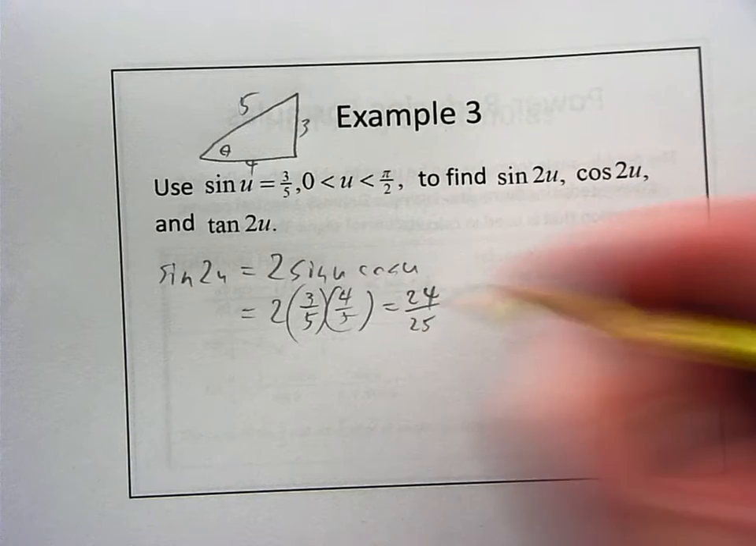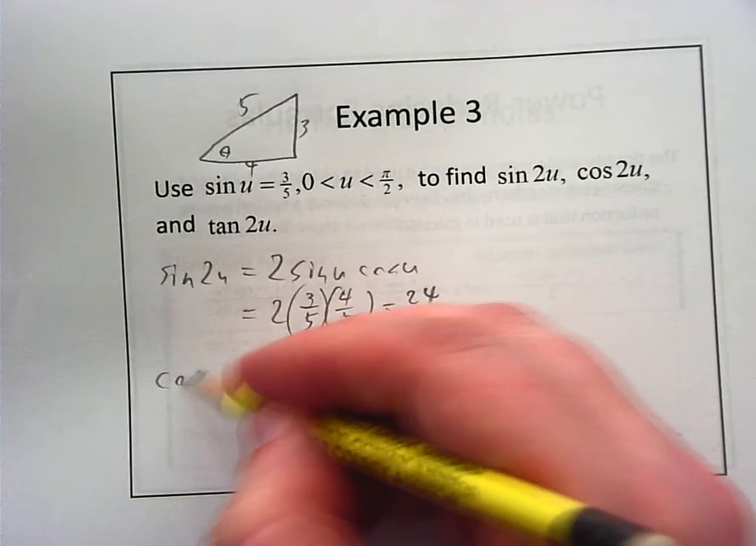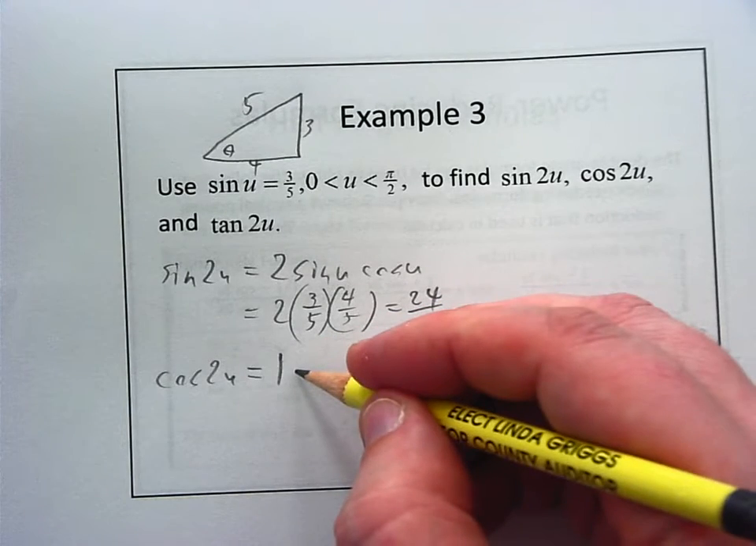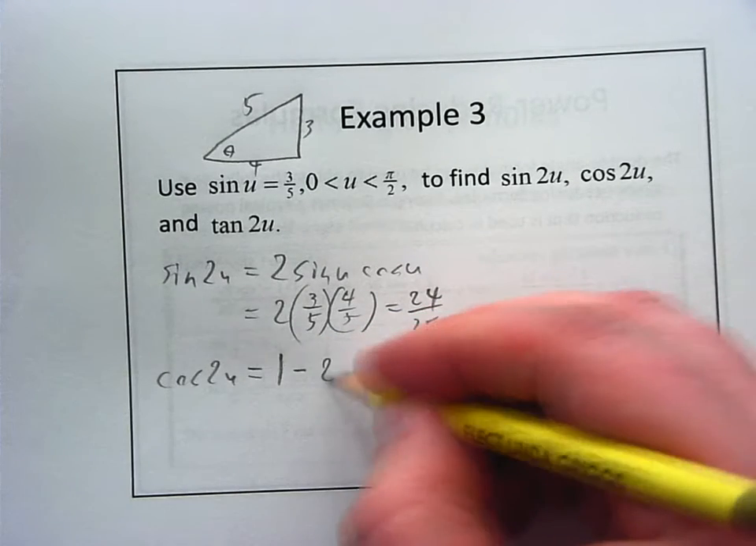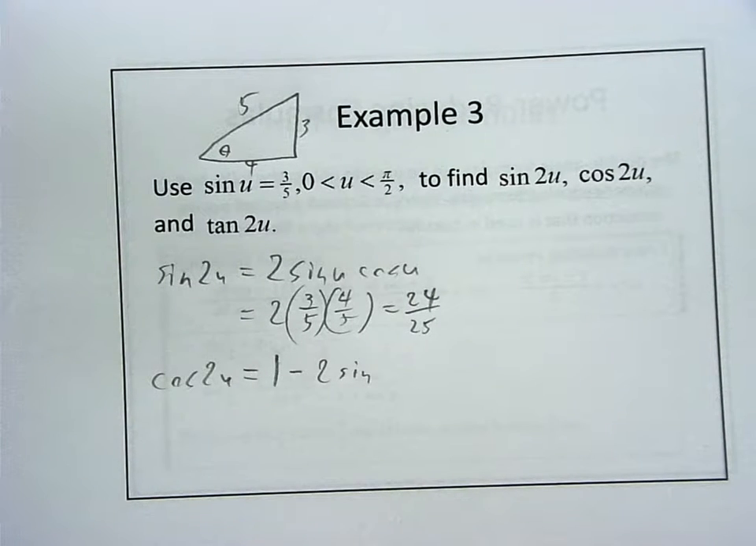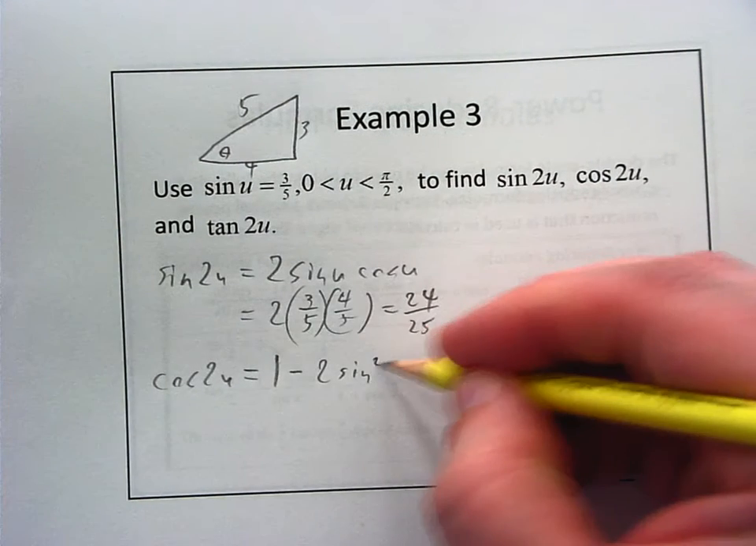24/25. For cosine 2u, for this one I'd probably honestly just do 1 minus 2 sine squared u. Just in case I happen to screw up the triangle, I would still get this one right, because they gave me sine in the first place.